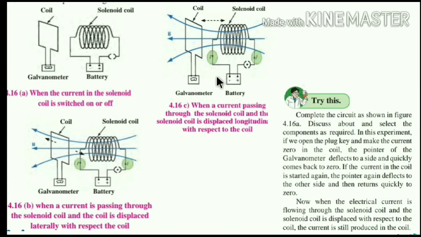Then in the third condition, when a current is passing through the solenoid coil and the solenoid coil is displaced longitudinally with respect to the coil. So here this arrow shows the displacement of the solenoid coil, and when current is passing through this coil, current is also induced in this coil. That is shown by this experiment. This is electromagnetic induction.